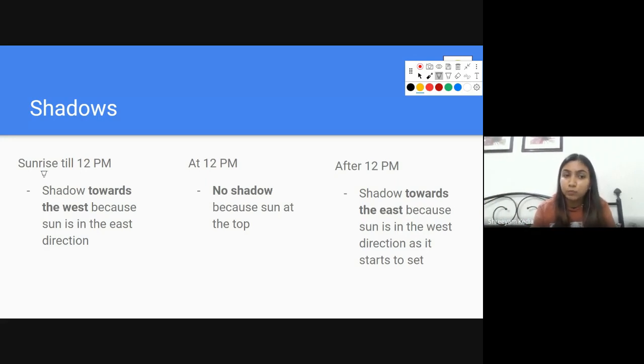So what you have to remember here is from sunrise to 12 p.m. the shadows are towards the west. At 12 there is no shadow. After 12 the shadow is towards the east.